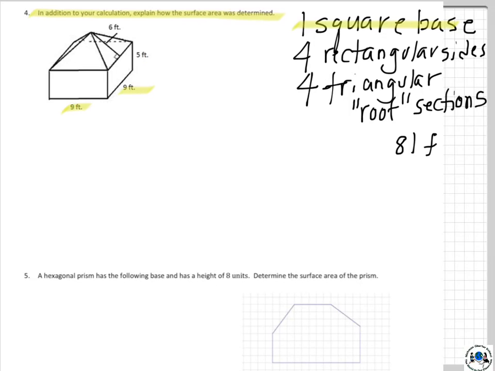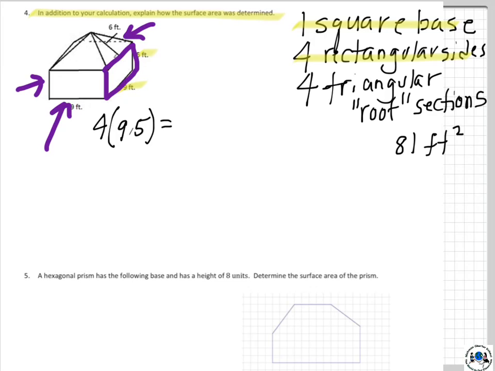Let's start with that square base, which very simply is 9 times 9, 9 feet times 9 feet, which gives us 81 square feet. Let's deal with the four rectangular sides, which are all similar. We have four of those, and they're all 9 by 5, so a total of 180 square feet.